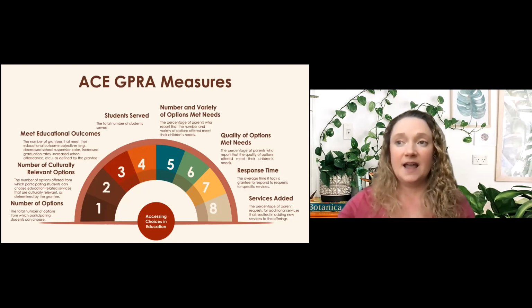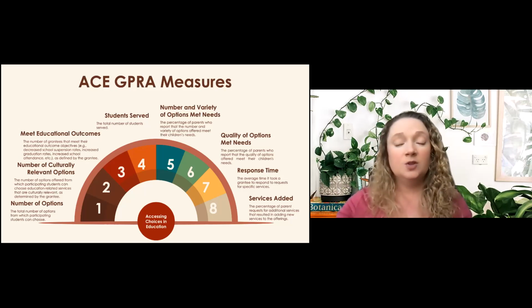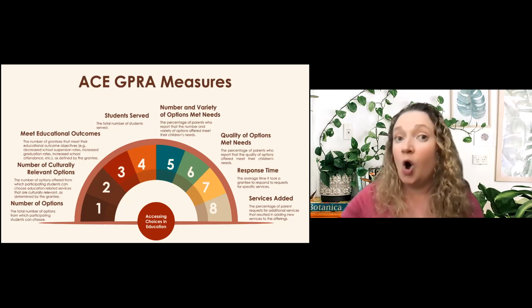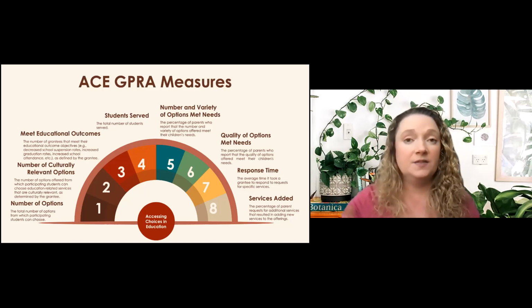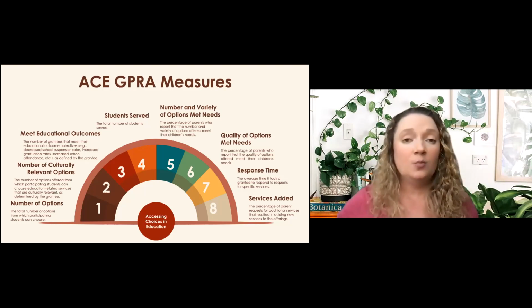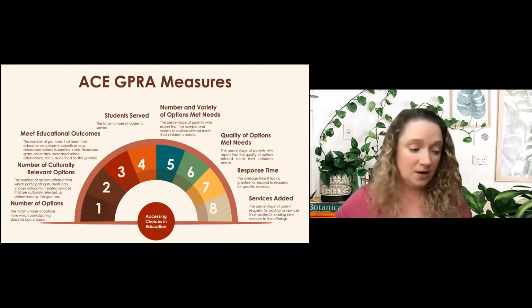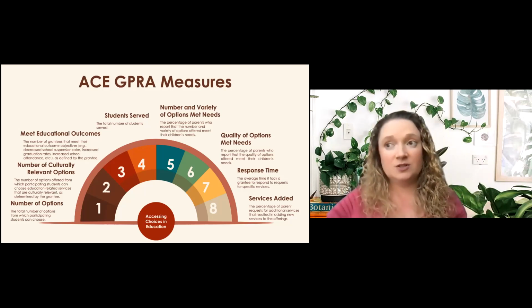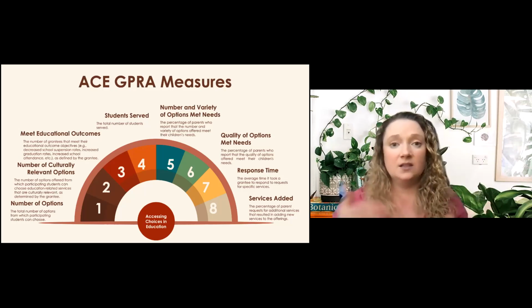Then for 7 and 8, this has to do with parent requests. So as part of the ACE program, you have to have a process in place to be able to allow families to request services. Now, you don't have to honor every single one of their requests. If they request something and it's not within the scope of your project or an allowable activity, or if they request something and it would be inordinately expensive and not within your grant budget, it's going to be okay if you're not able to meet that, but you have to have a process in place to take in those requests.